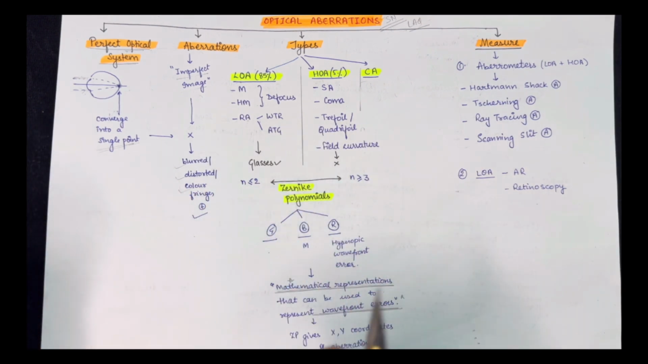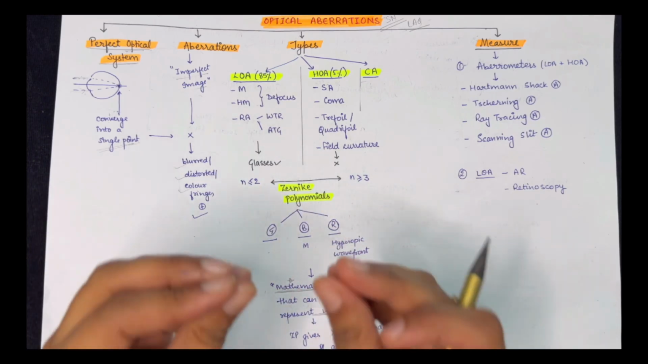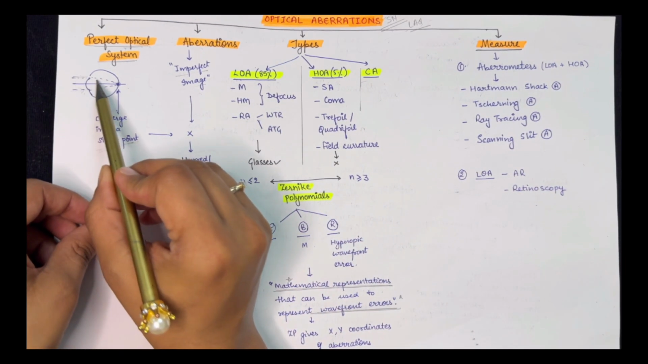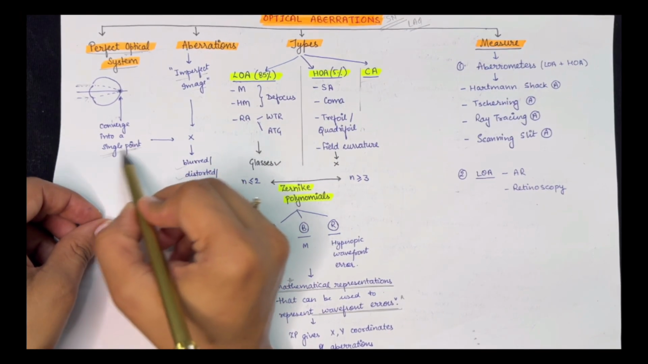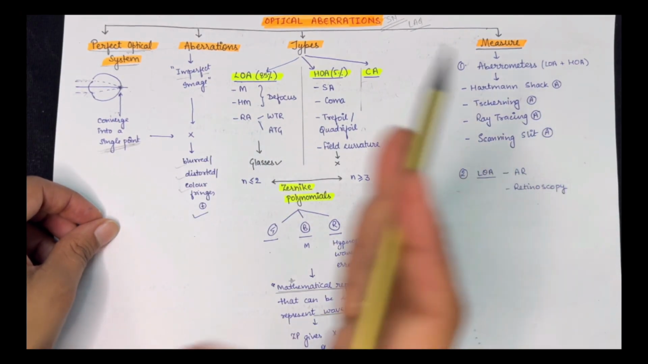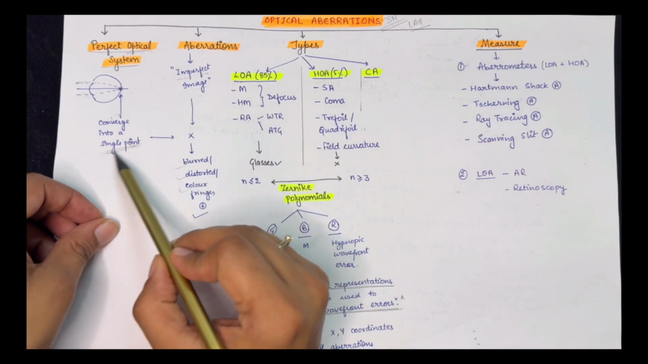Let's start with the perfect optical system. So what do you understand by it? A perfect optical system is nothing but one where whenever the light rays enter the optical system, they converge on a single point. Means they will meet on the retina only, not in front, not behind, not above, not below. Understood? So, a single point.